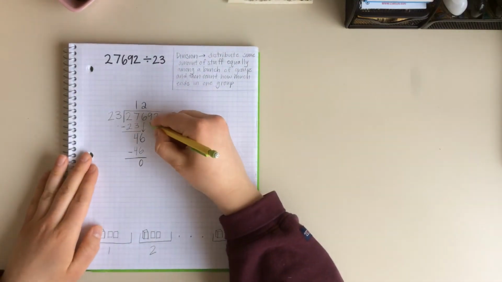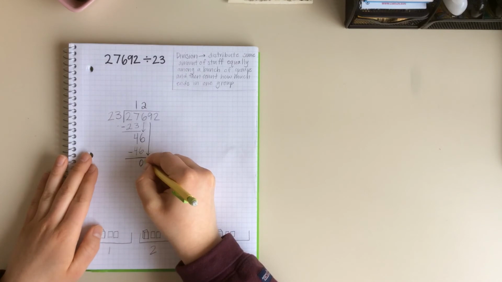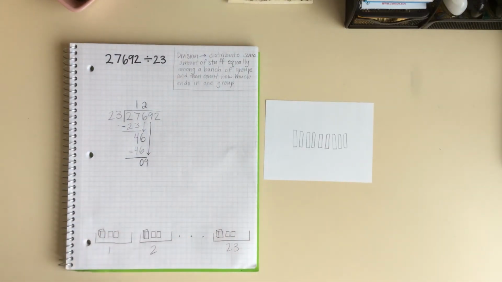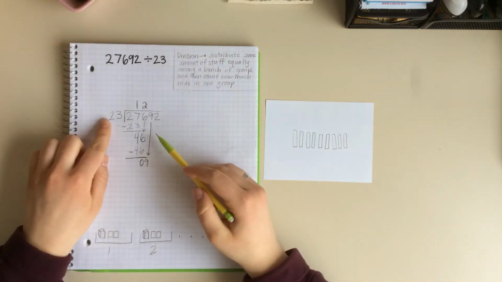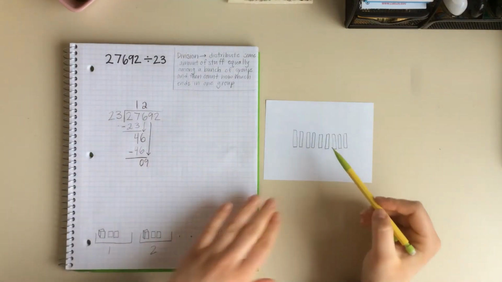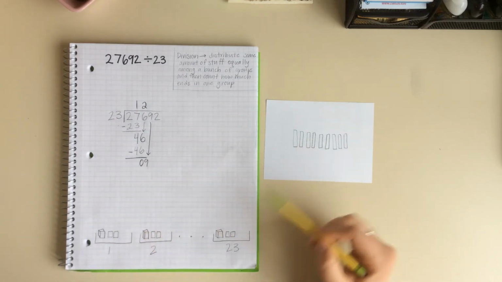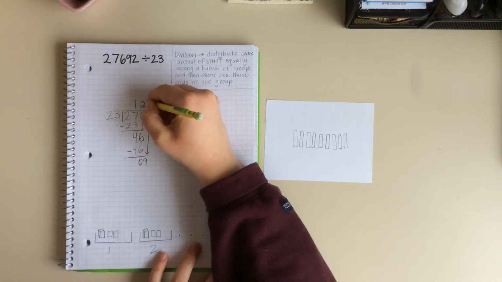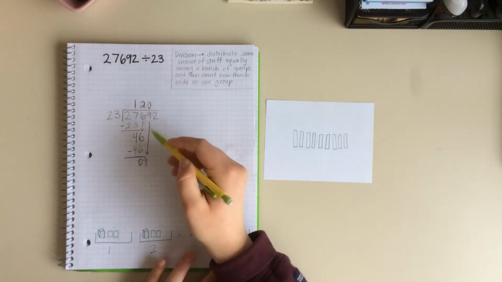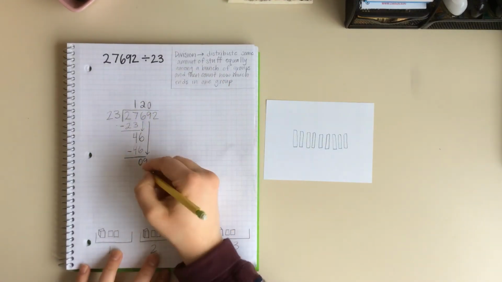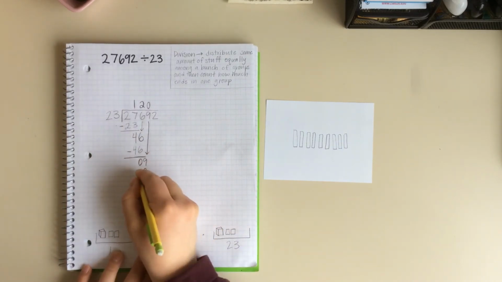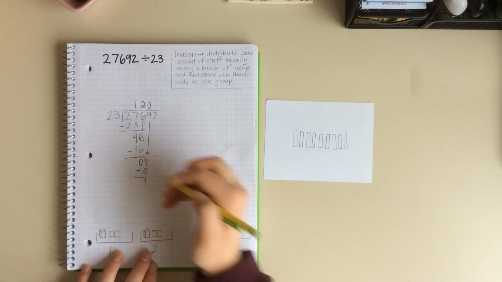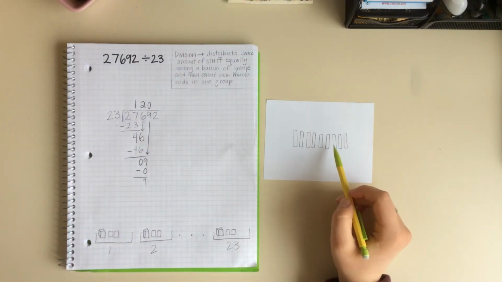Now by bringing down this 9, that leads us to look at how many rods we have. And we have 9 rods. Now because 23 can't fit into 9, if we were to divide all of these up equally, we wouldn't be able to get at least 1 in each group. So we're going to put a 0 above the 9. And then we do 23 times 0 is just 0. Subtract 9 from 0. And we're still going to have 9 rods because we haven't distributed any of these yet.